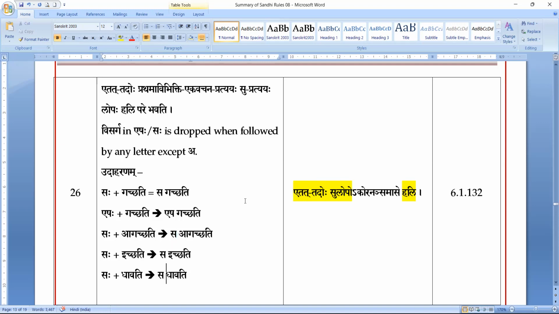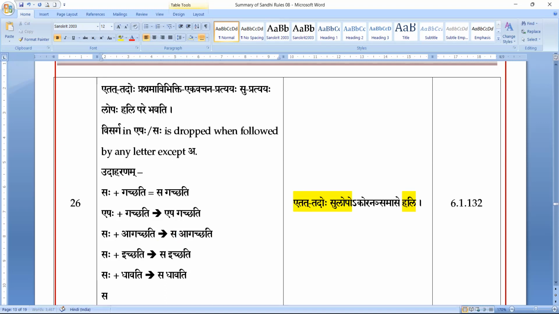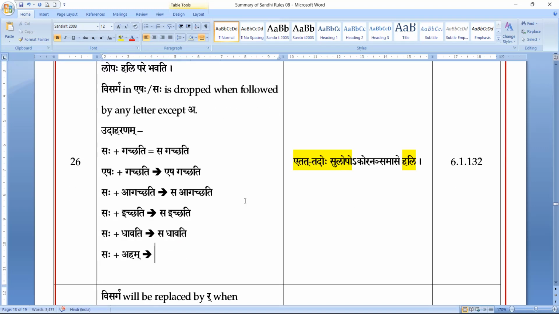Okay. Whereas, I thought I'd give a counter example. Saha plus agam. Now what will happen? Soham. So here what happens? Preceded by akara and followed by akara, therefore the ru will be replaced by akara, and then guna. Therefore so, and guna. So, and then pararupasandhi. So, right?